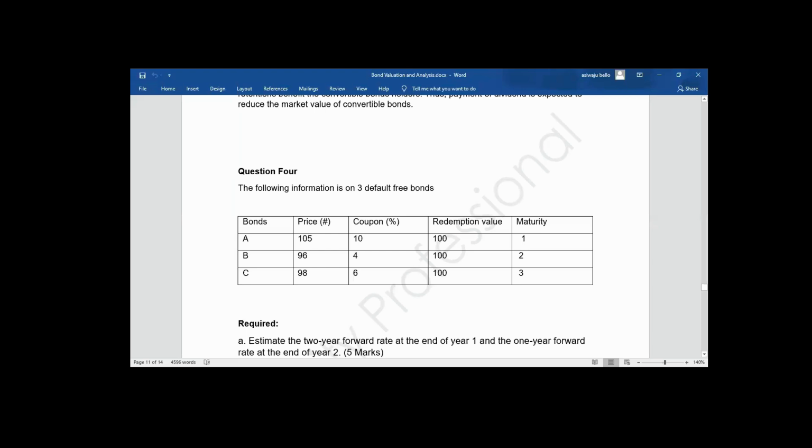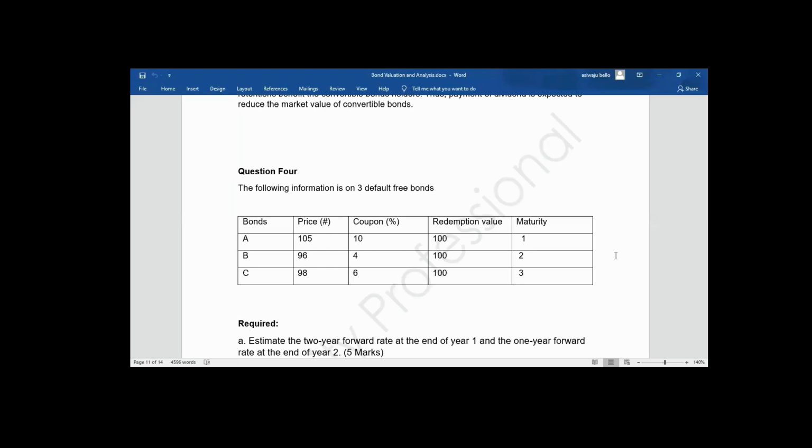At our last class, we tried to explain the forward rates. We tried to explain the spot rates. A quick recap of our explanation. The first is spot interest rates. Our first explanation is the spot interest rates.